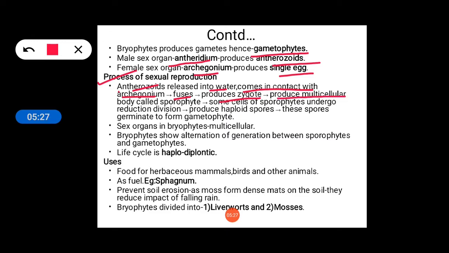This zygote produces a multicellular body called sporophyte. Some cells of the sporophyte undergo meiosis, that is, reduction division, and the reduction division produces haploid spores. These haploid spores germinate to form the gametophyte.